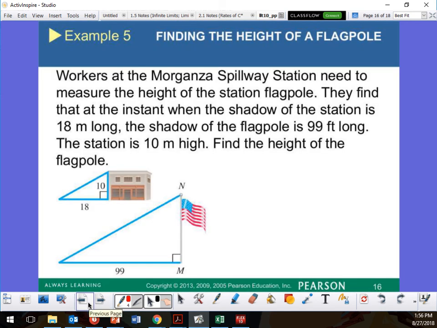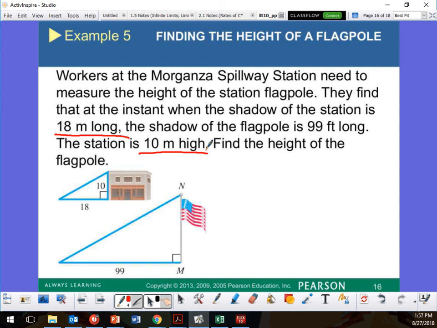Workers need to measure the height of a flagpole. They find that the shadow is 99 feet long, and this one is 18 meters long and 10 meters high. Find the height of the flagpole. Now, this is again similar triangles. It just looks different.